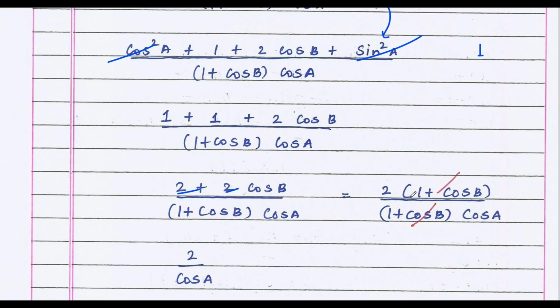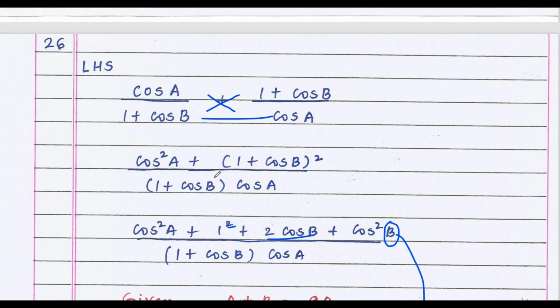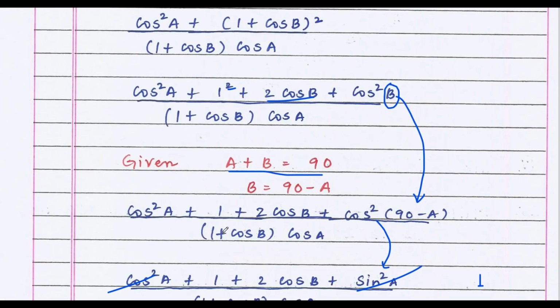2 and 2 taking common, we get 1 plus cos b divided by 1 plus cos b into cos a. 1 plus cos b, 1 plus cos b will cancel out, we get 2 by cos a. Otherwise you can replace b by 90 minus a in the first step itself. You will get the answer.